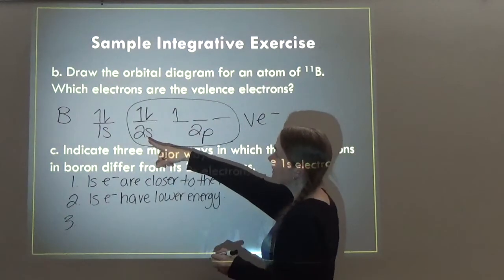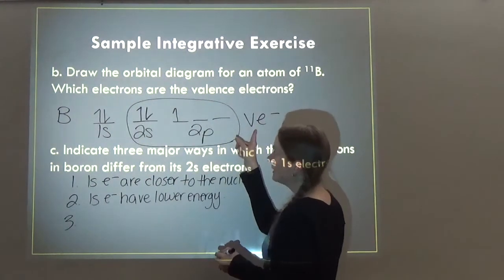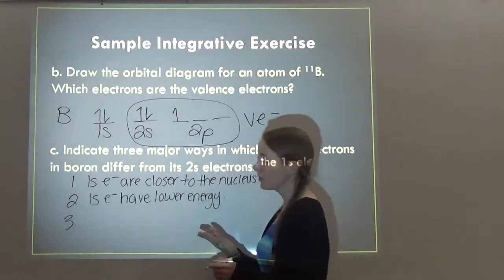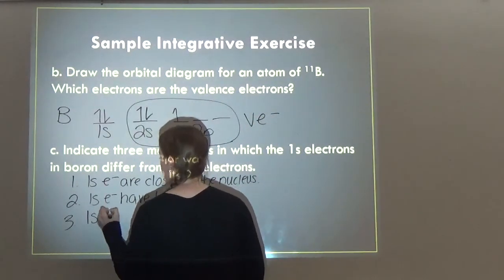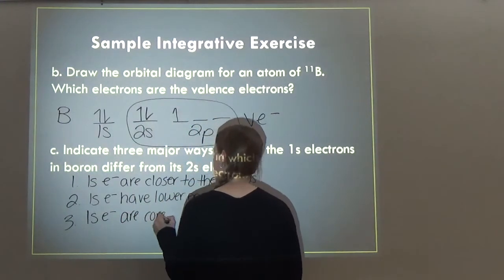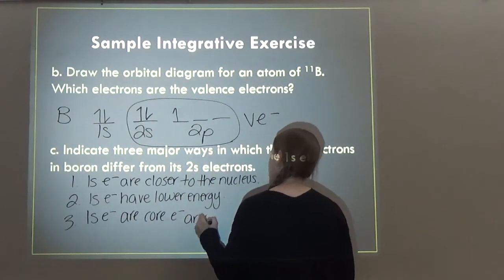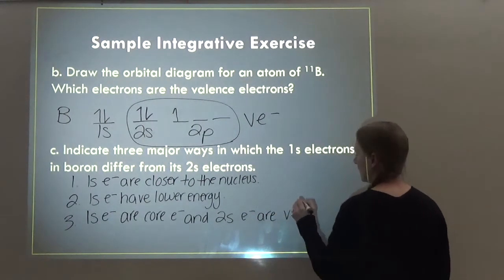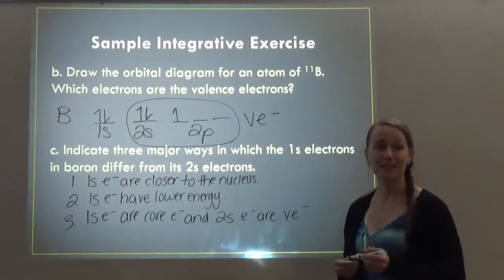The 1s electrons are not valence; 2s are valence. If it's not valence, we tend to call them core electrons. So we can say 1s electrons are core electrons, and 2s electrons are valence electrons. And you'll just see me abbreviate it VE negative.